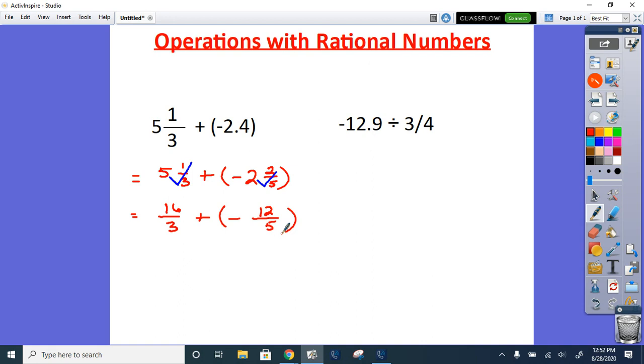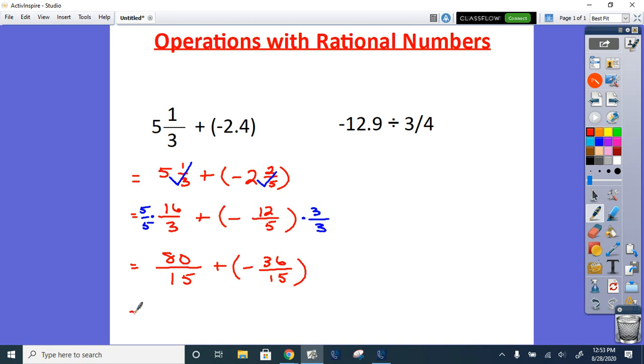And now I start to look with my common denominator. So the least common multiple between 3 and 5 is 15. I multiply the negative 12/5 by 3/3. I multiply the 16/3 by 5/5. And then I write my new quantities down below. So now I have 5 times 16 is 80. 80/15 plus a negative. This becomes 36. Negative 36/15. And now I can just operate.